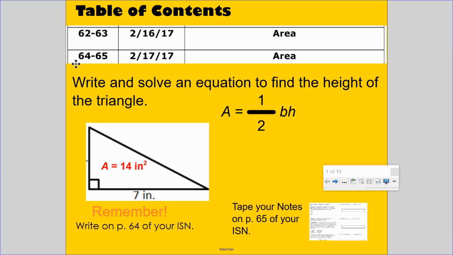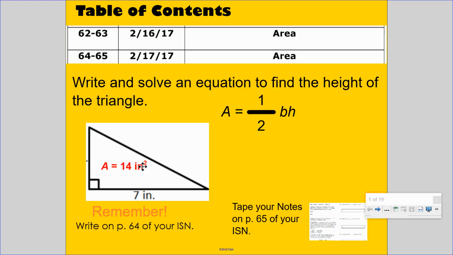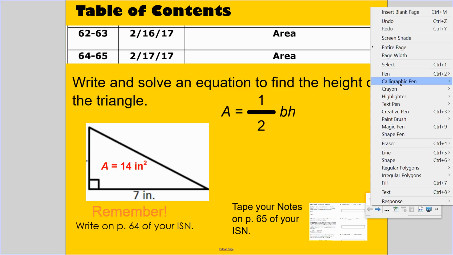This video is over area of trapezoids. So let's look at our number routine. Write and solve an equation to find the height of the triangle. So this is a triangle. They gave you the area and the base. The base is right here.